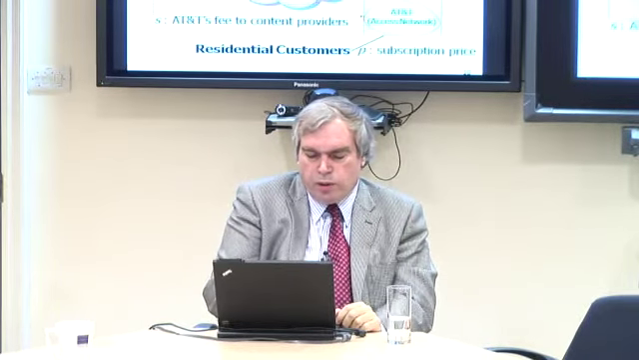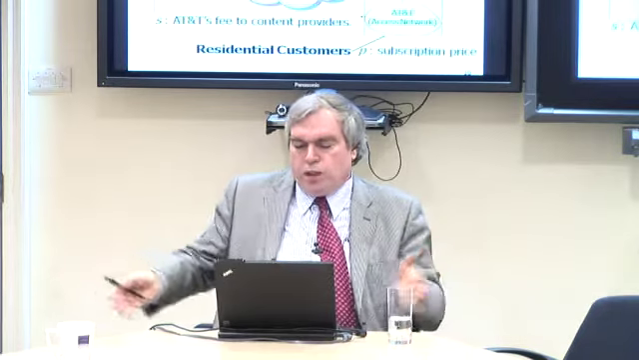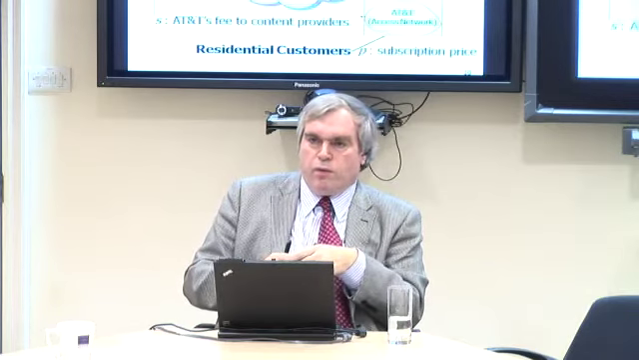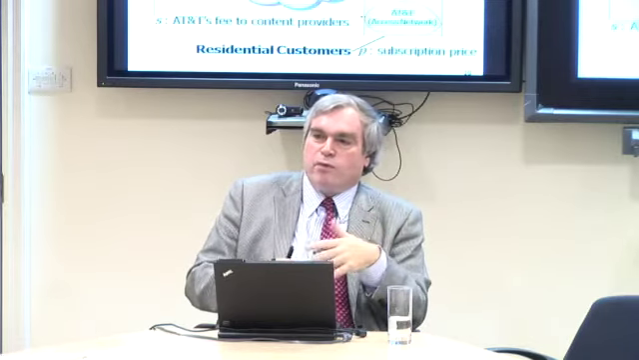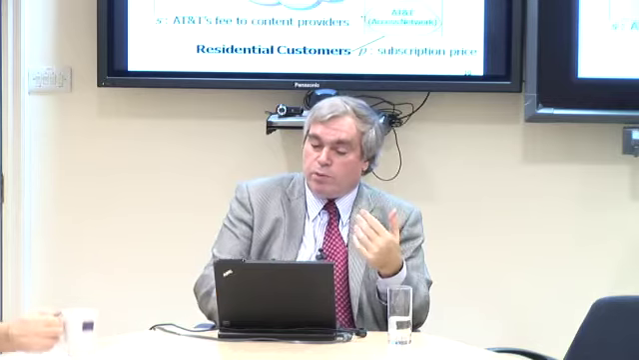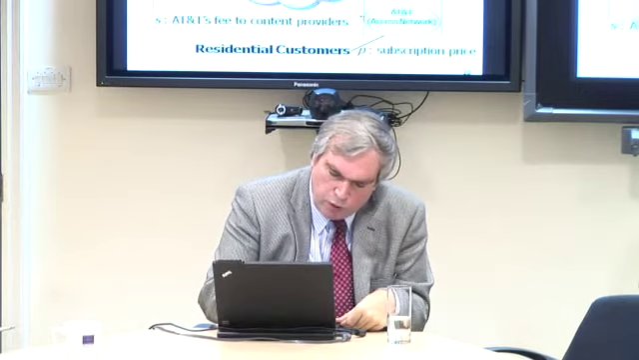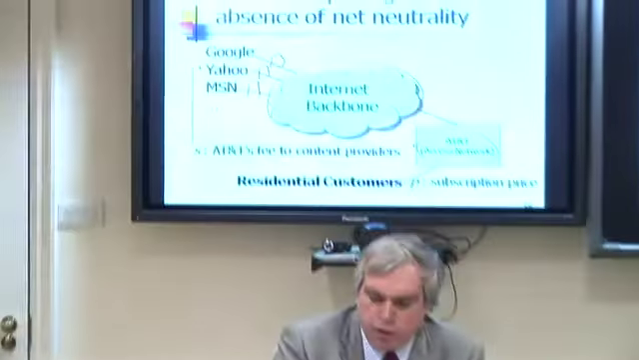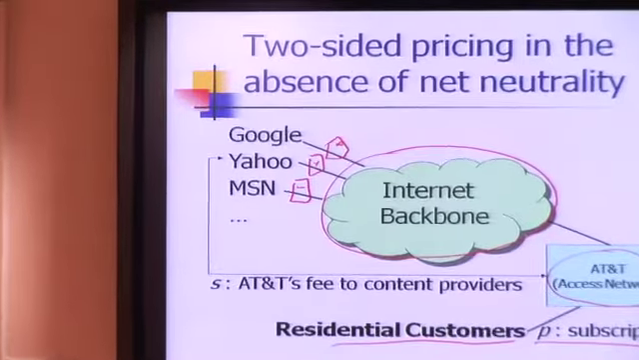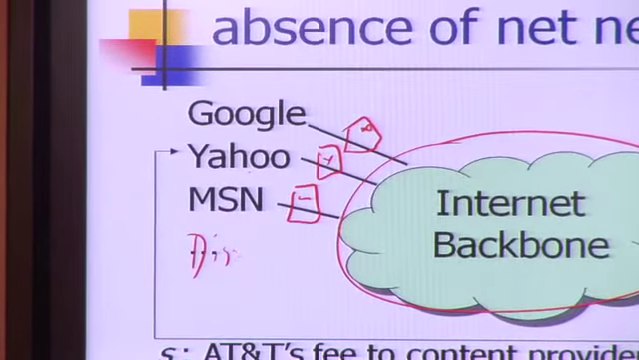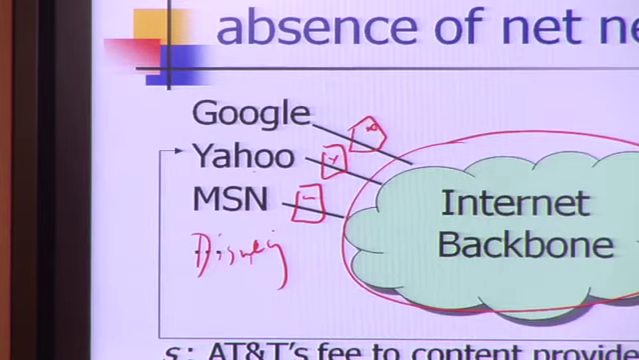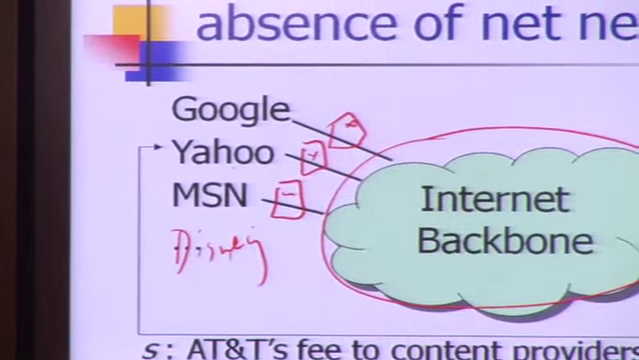And residential customers buy a subscription, let's say in the United States, something between $25 and $45 a month, with an average price of 39, actually. I happened to look at it here recently. So the average price in the United States for an ISP is 39 a month. So they pay a subscription, and this is the present regime. Now, these guys here have also independent ISPs through which they connect to the internet backbone. Yahoo, Google, MSN, Disney, many different providers of information services, of content, and so on.